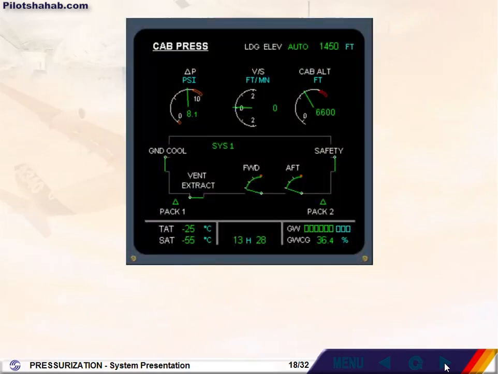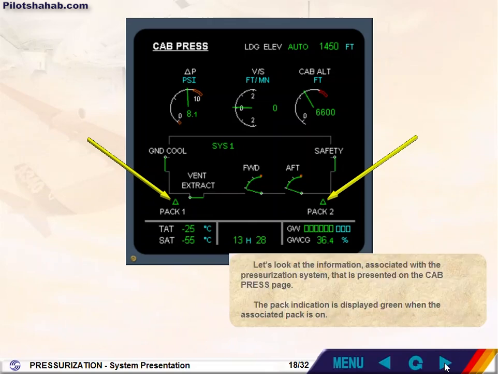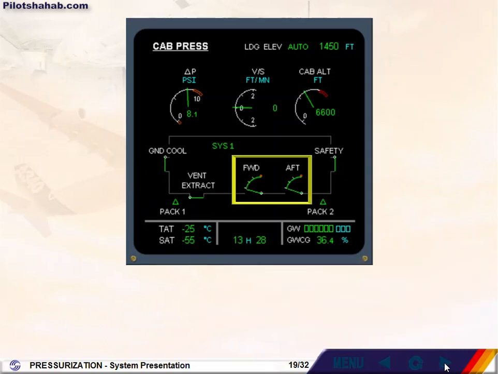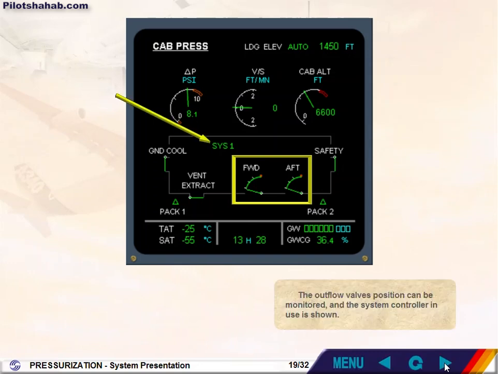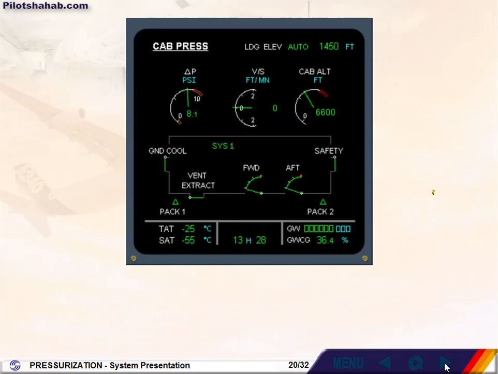Let's look at the information associated with the pressurization system that is presented on the cabin pressurization page. The pack indication is displayed green when the associated pack is on. The outflow valve's position can be monitored, and the system controller in use is shown. There is a single indication for the two safety valves. We will look at how this indication changes in the abnormal operation module.